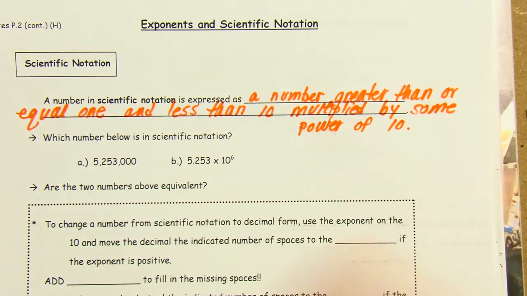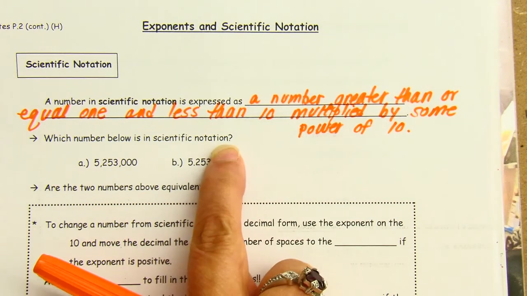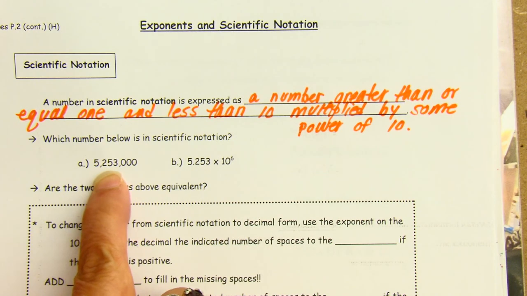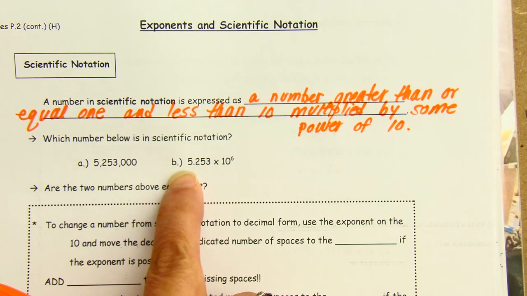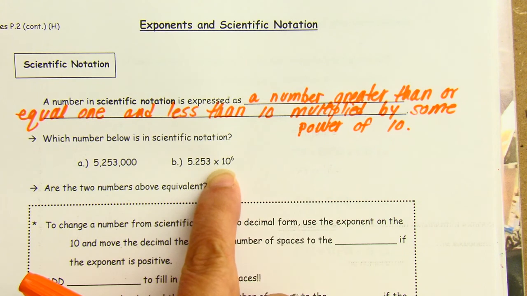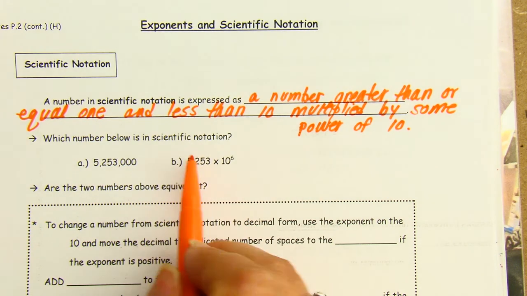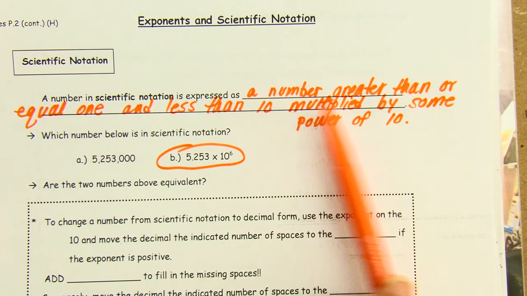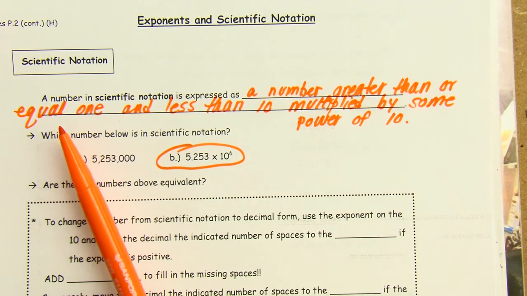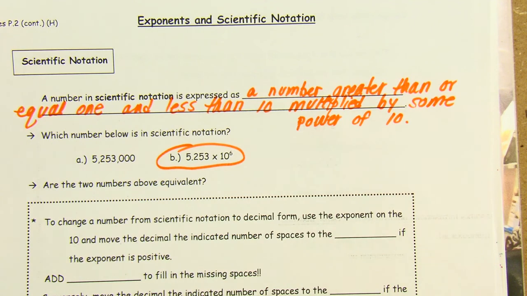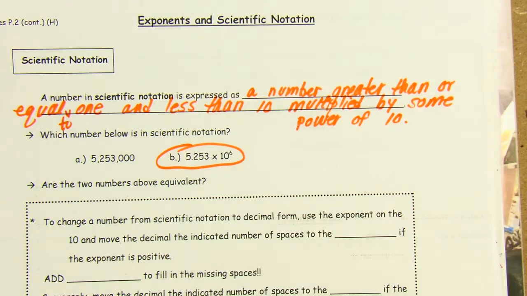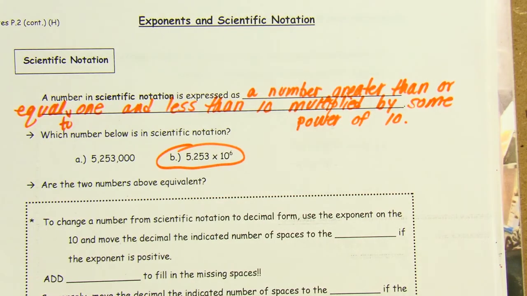So if I look here, this says which number below is in scientific notation. How about this number, 5,253,000? Or 5.253 times 10 to the power of 6. You got it. This is the one that's in scientific notation. It's a number greater than or equal to 1. Sorry, I missed the 2. Okay, a number greater than or equal to 1 and less than 10 multiplied by some power of 10.